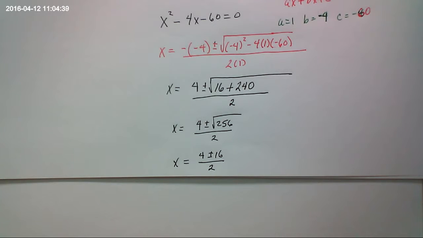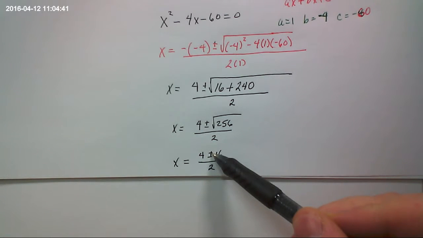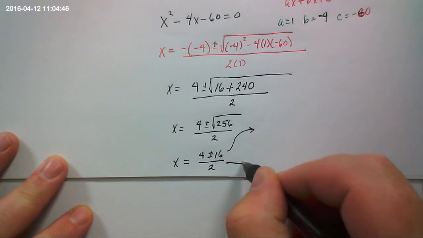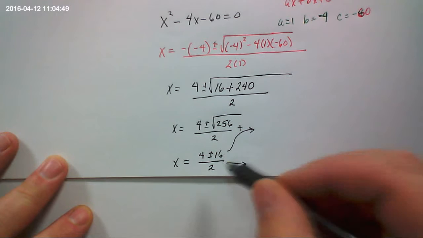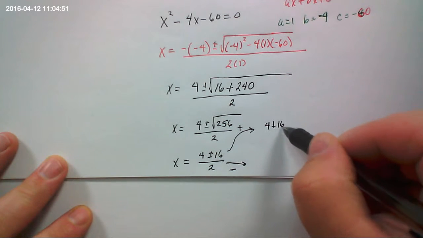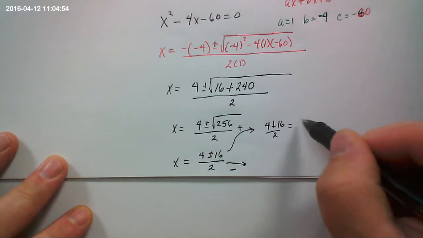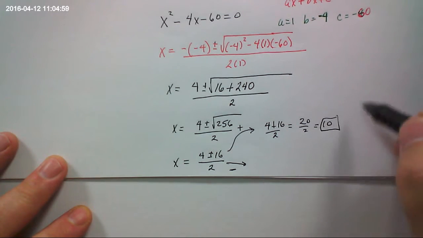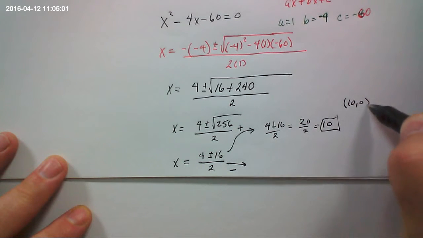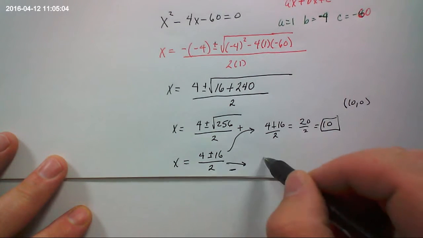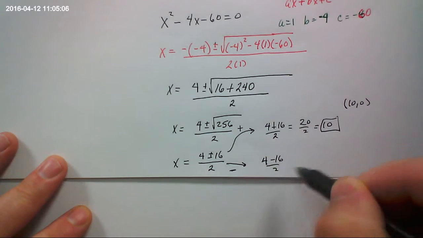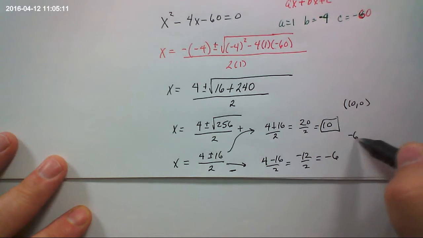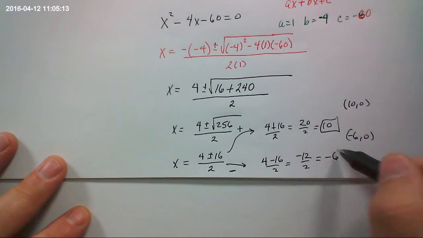Now there's two answers, right? We have the positive answer and we have the negative answer. So here's how we do it. Remember, you have to write both equations. The negative one on the bottom, positive one on top. So 4 plus 16 divided by 2 equals 20 divided by 2, which is 10. That's one answer. So the x-intercept would be 10 comma 0. The other one, 4 minus 16 divided by 2, that's negative 12 divided by 2, which is negative 6. Negative 6 comma 0 would be the other answer.